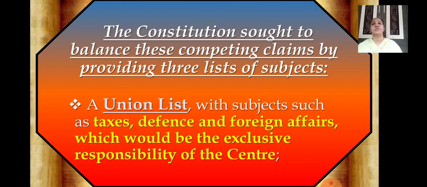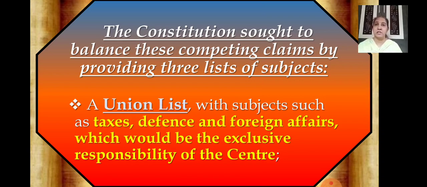Now what happened here? The constitution sought to balance. Now the constitution has to think of some way to balance all these things, right? Like to give the powers either to the central government or to the state government. Now the step that the constitution took here is, the constitution sought to balance these competing claims by providing three lists of subjects. Now here the debate has been settled by giving the three lists of subjects. Now let's see how that three lists of subjects is going to help us here.